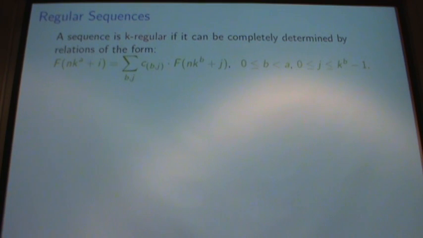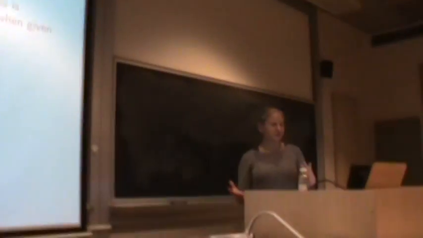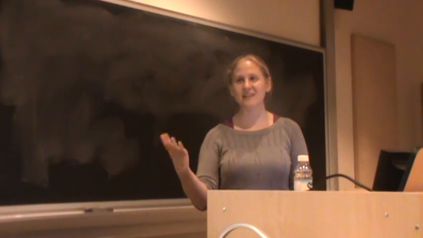There's an interesting result in some of the literature about regularity, which says that if you have a sequence that's k-regular and it only takes on a finite number of values, if it's sort of a bounded sequence, then it's also k-automatic. And it has this really nice tie-in to computer science. If it's k-automatic, then there's a discrete finite automaton that can tell you the nth term in the sequence. I'm not going to talk about exactly what a discrete finite automaton is, but if you don't like those words, just think about it as a decision tree.